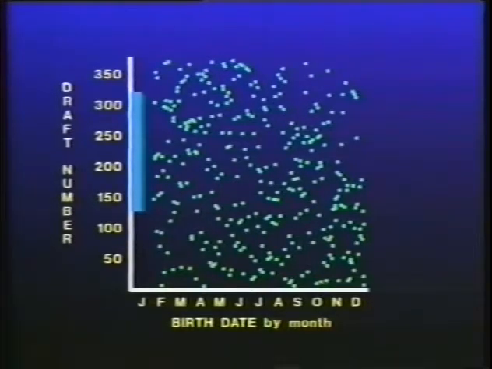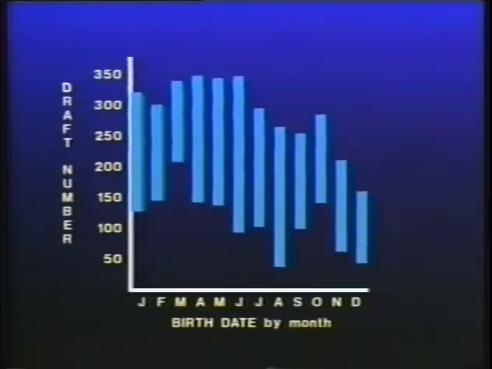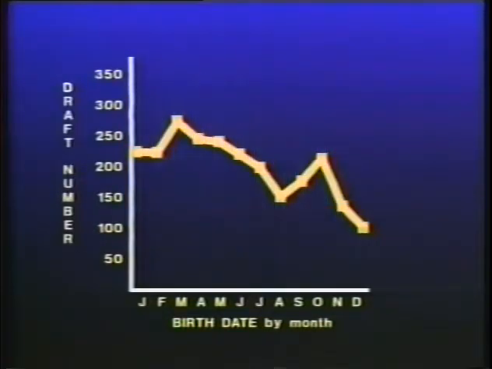We draw a box plot for January's data, which shows the 2 quartiles on either side of the median draft number for men born that month. We make similar box plots for all of the months in the year. Next, we indicate the median for each month with a dot. Connecting the medians gives us the median trace for these data. We can now see the pattern that was hidden before. The medians show a clear downward trend. Later months have lower median draft numbers than earlier months, which means that men born late in the year were more likely to be drafted and sent to Vietnam than those born earlier in the year.